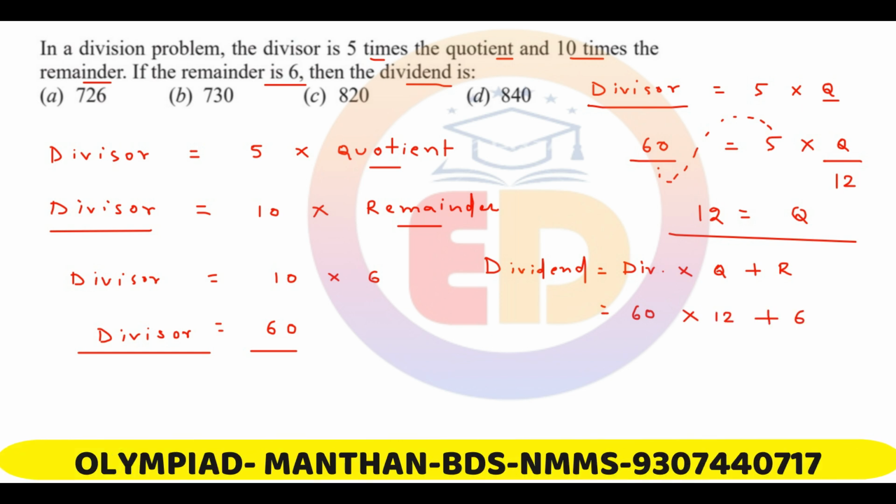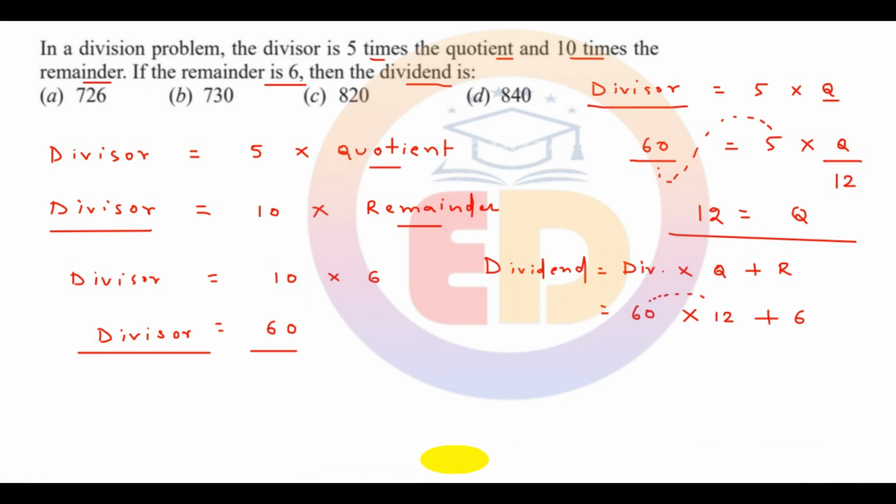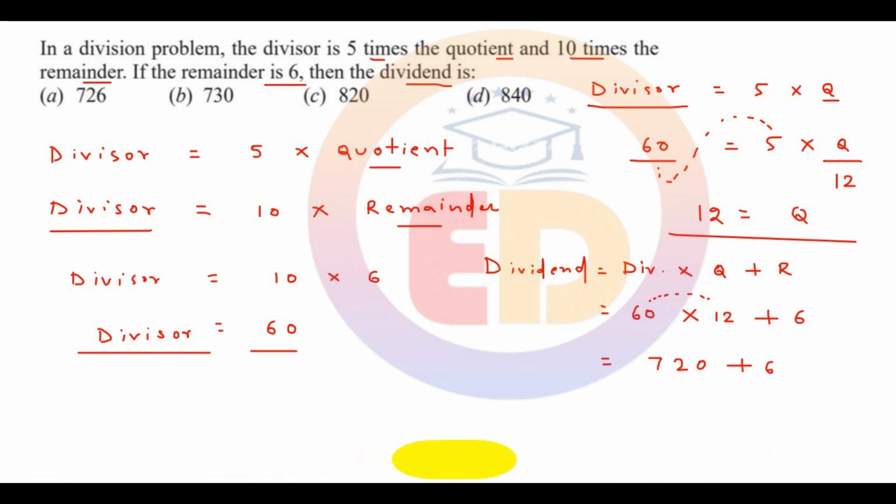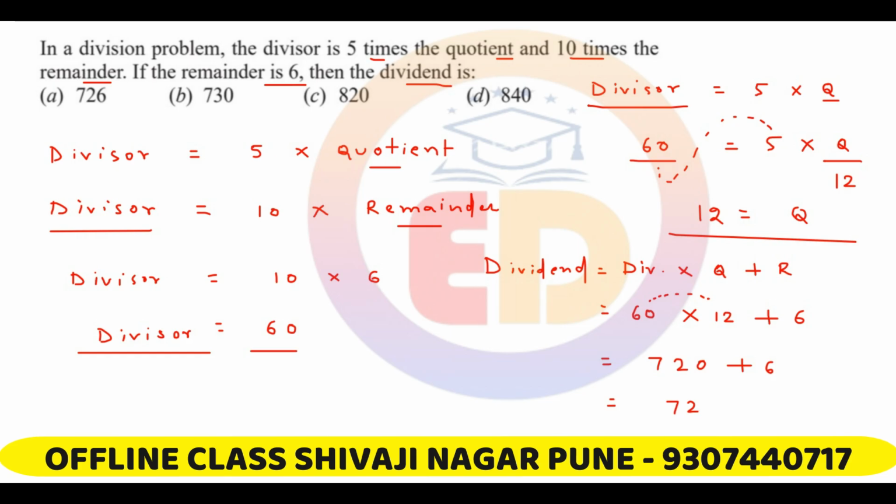Remember to follow the BODMAS rule here. 60 into 12 is 6 into 12, 72. So this is 720 plus 6. Answer is 726. Option number A.